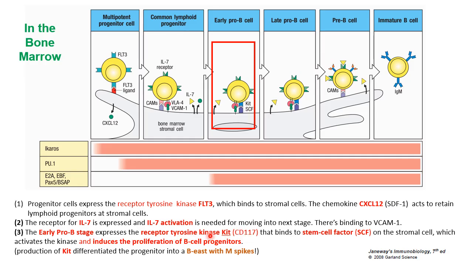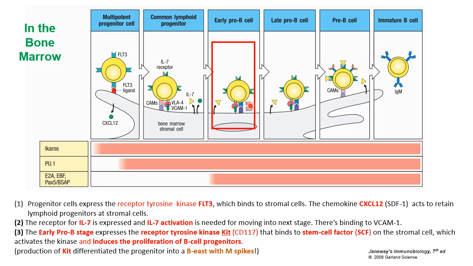Okay, so we go by the short name of this thing that is called KIT. Okay, so it is going to bind to a ligand on your stromal cell that is called stem cell factor. Okay, so stem cell factor binds to KIT. Okay, once you have this interaction happening, the cell is going to be committed to becoming a B cell.